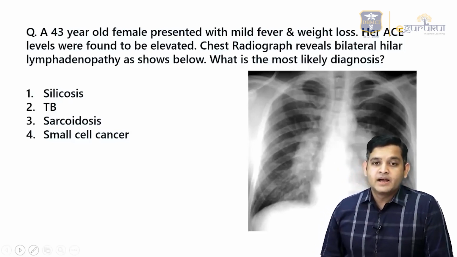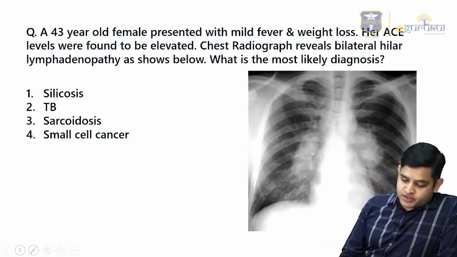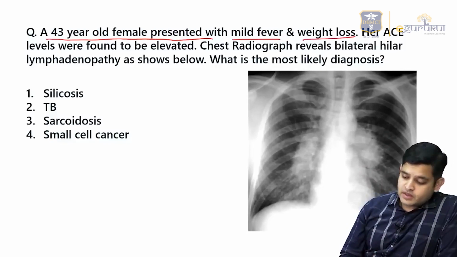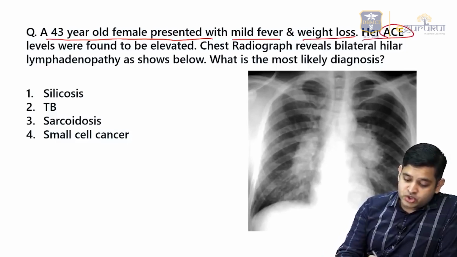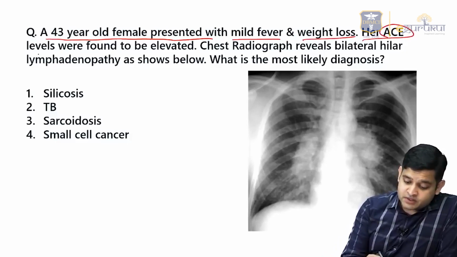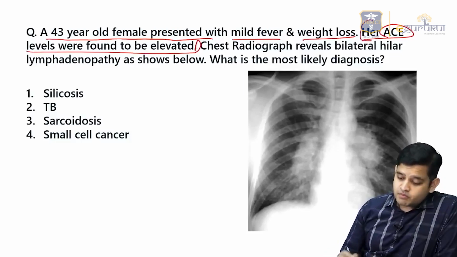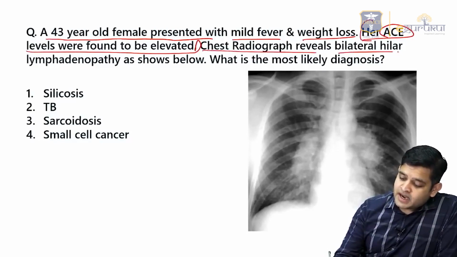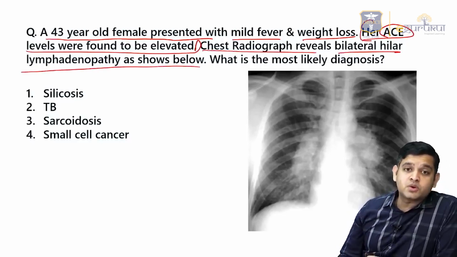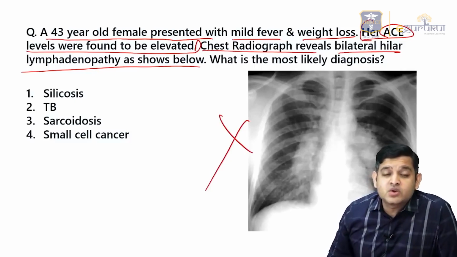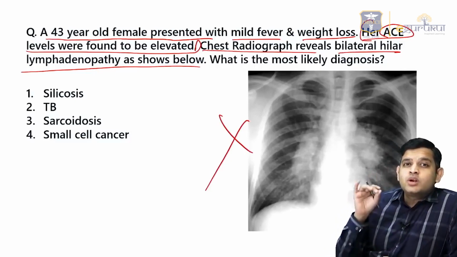Okay, now this was a typical clinical question. A 43-year-old female presented with mild fever and weight loss. Her ACE, angiotensin converting enzyme levels were found to be elevated. Okay, this clinches a diagnosis. Chest radiography revealed bilateral hilar lymphadenopathy as shown below. Now these are those questions where even if the image is not given, you can still make the diagnosis. So the image is only contributory.